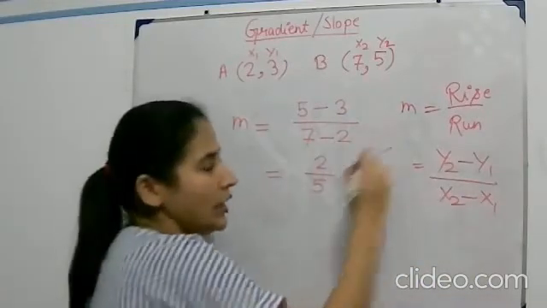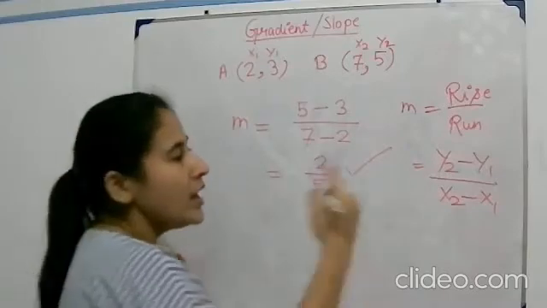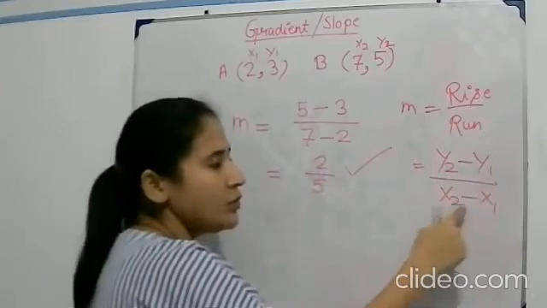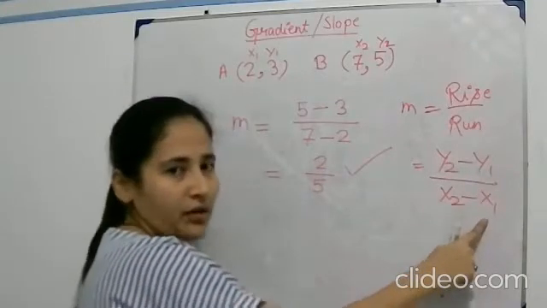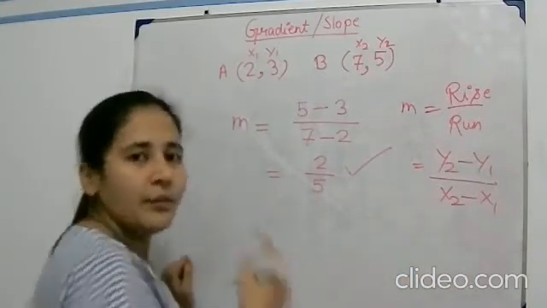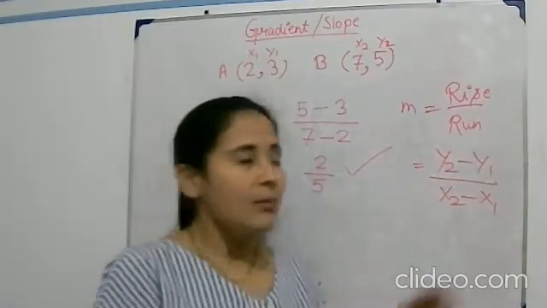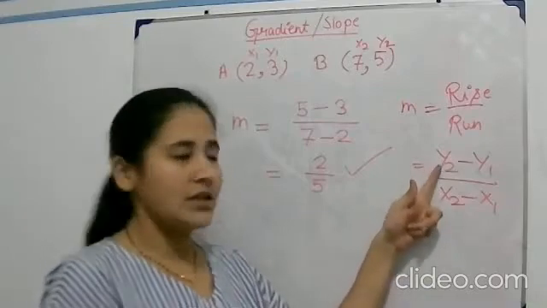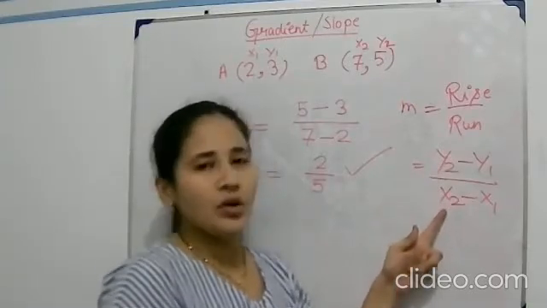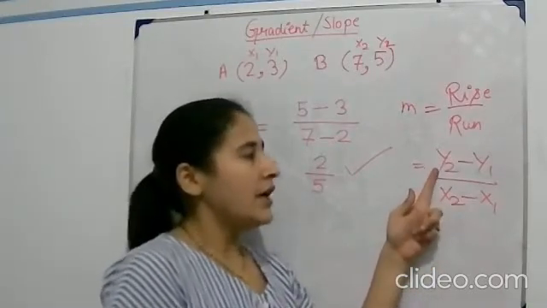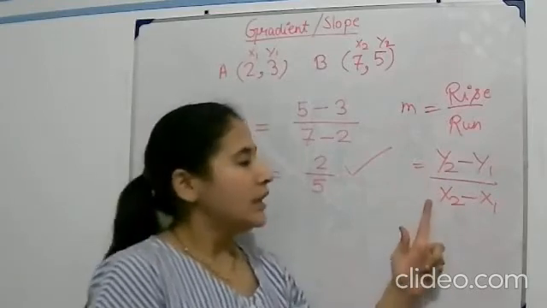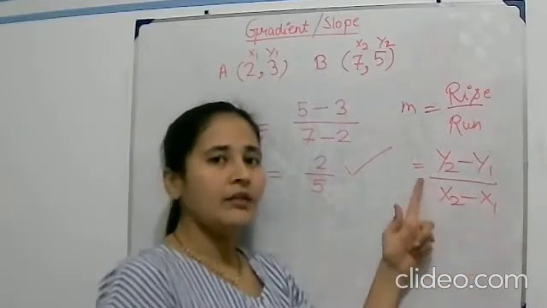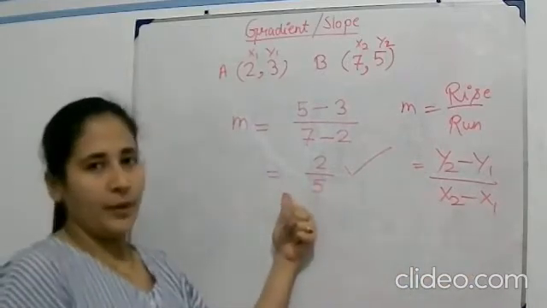Here y2 minus y1 is a positive value, x2 minus x1 is also a positive value. So it is showing positive slope. If the value of y2 minus y1 is negative and x2 minus x1 is also negative, then it will be positive slope. I mean, both values should have the same sign. If this is positive, then this should also be positive. If y2 minus y1 is negative, then x2 minus x1 is also negative. Then it will be positive slope.